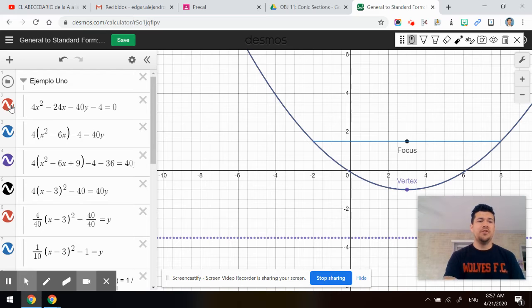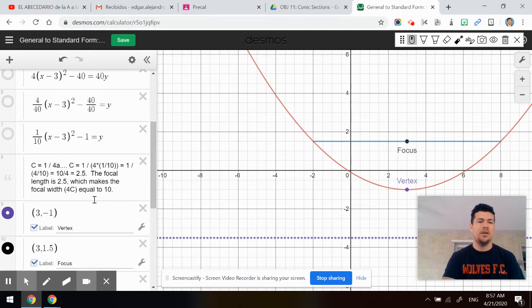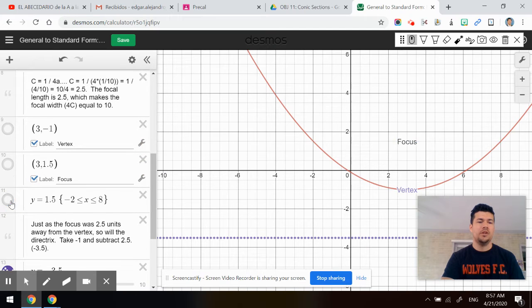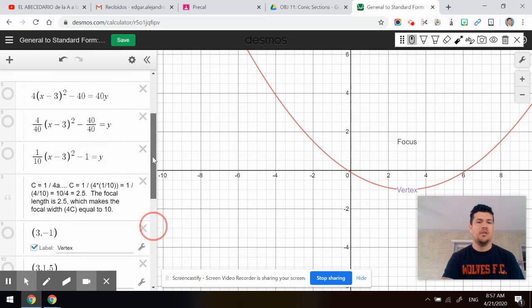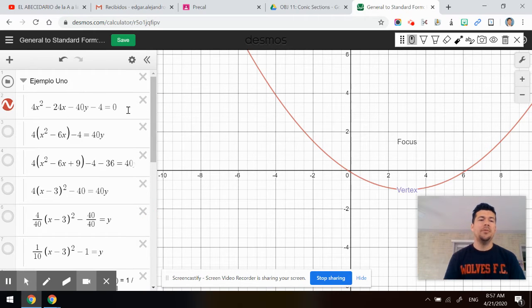First of all, let me turn the rest of these off. I've got my work ready, prepared. So the problem is 4x squared minus 24x minus 40y minus 4 equals 0. And you have to turn that back into vertex form, that standard form, similar to vertex form.